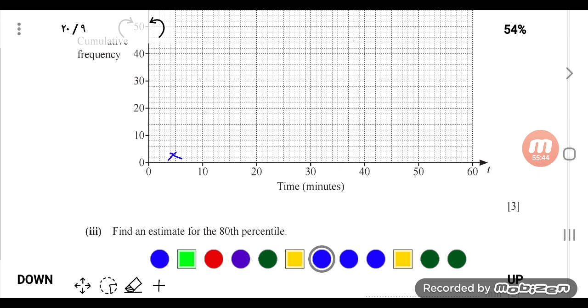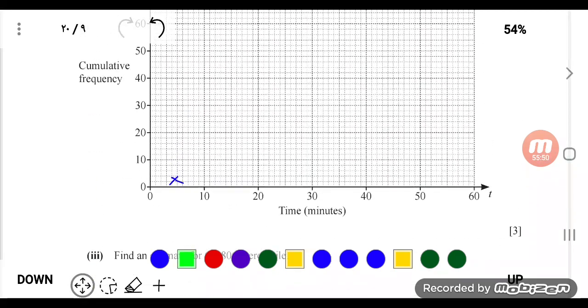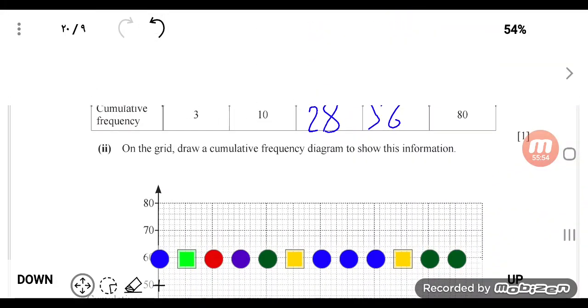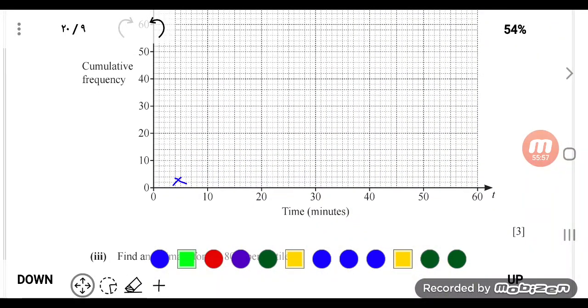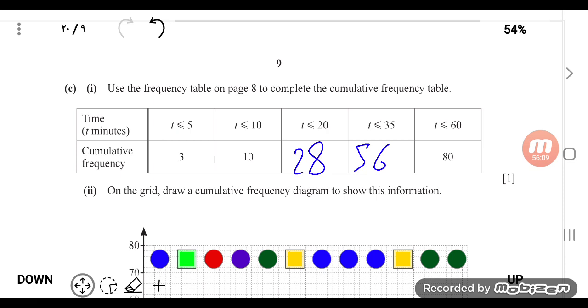Almost here. Then the other point is 10, 10. 10, 10 is here. Then the other point is 20, 28.